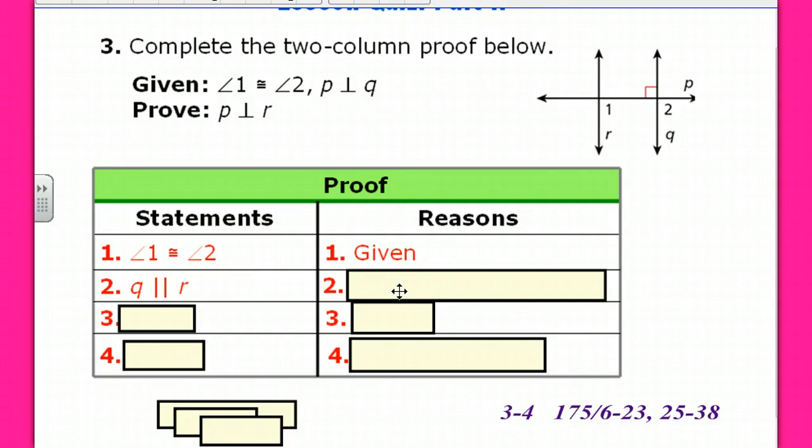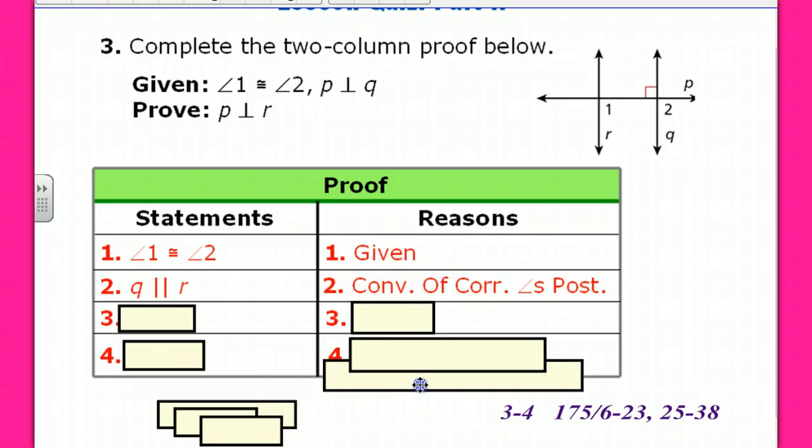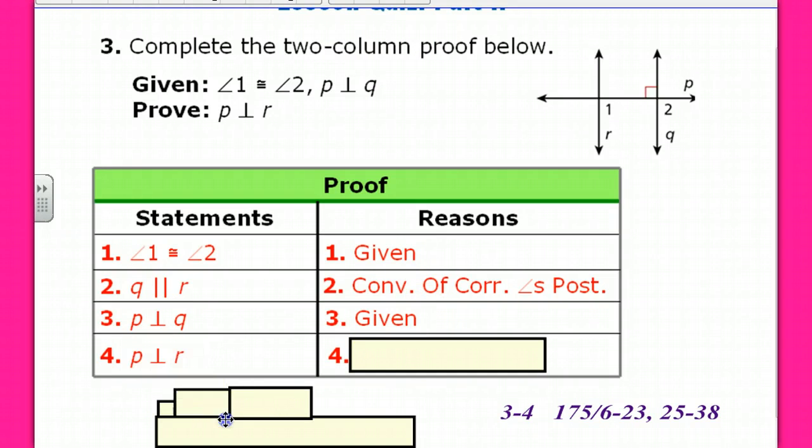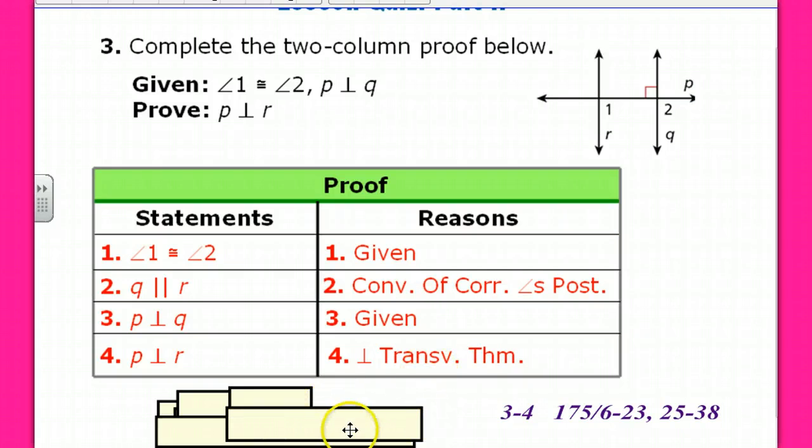The converse of the corresponding angles. Actually, it's 1 and 2. Oh, 1 and 2 are out here. You're right. It's the converse of the corresponding angles. Okay? And so now we would say what? Good. The other piece of given information, and that was given. And so we're setting out to prove statement 4. P is perpendicular to R. And we can say that by, if P is perpendicular, right, it is. The perpendicular transversal theorem. Very good. And here's your assignment right here. And have fun.